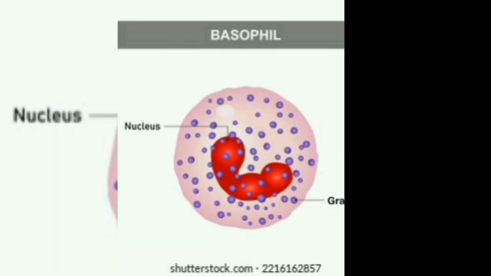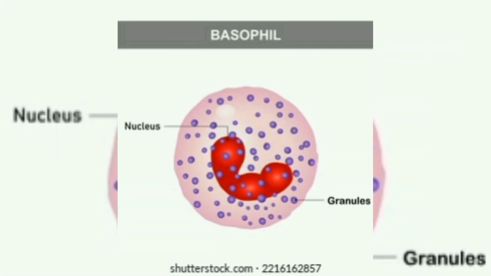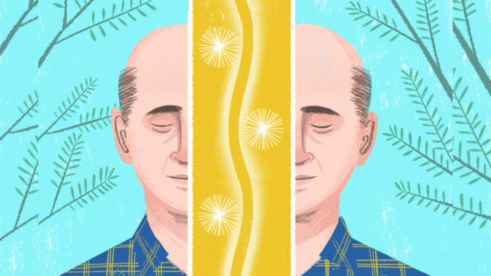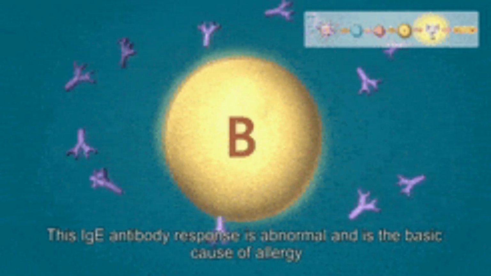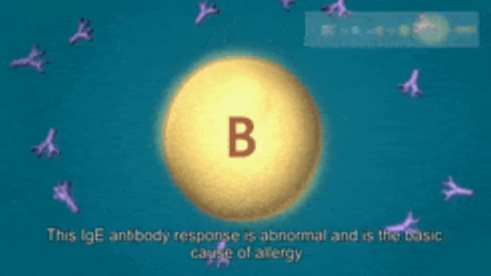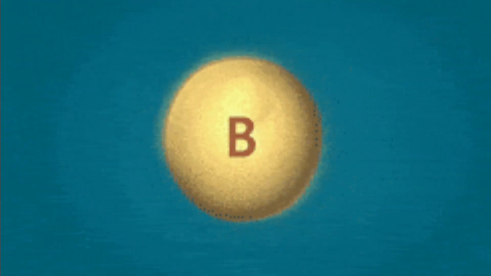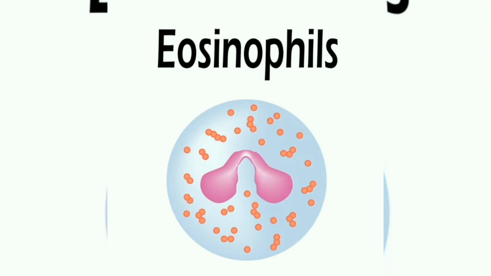Number one is basophils. B stands for basophils. Basophils are white blood cells that are responsible for allergic reactions. When allergens enter into the body, these are the white blood cells that are responsible for reacting against these allergens or these foreign bodies.